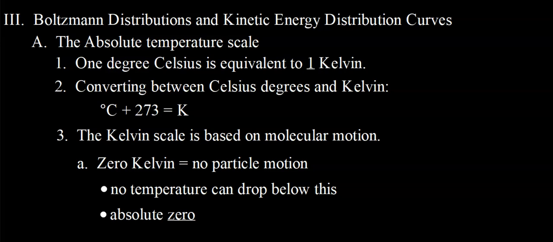Note that 1 degree Celsius is equivalent to 1 Kelvin, meaning the difference between Celsius temperatures and the difference between their corresponding Kelvin temperatures are the same. So these scales are just shifted, and they are shifted by 273. To convert from Celsius to Kelvin, we take the Celsius temperature and add 273, and that gives us our temperature in Kelvin. This will be important for some calculations that we do later on.